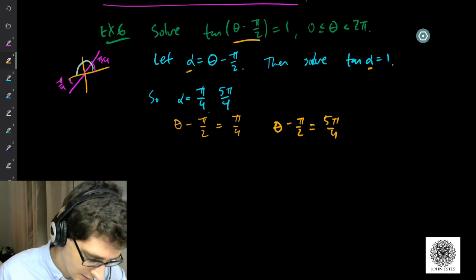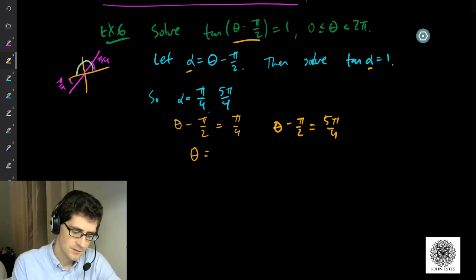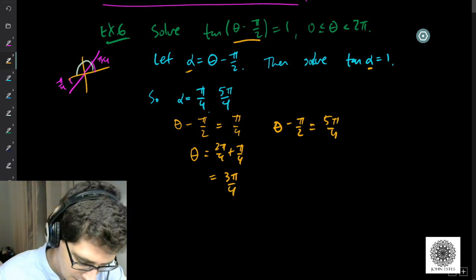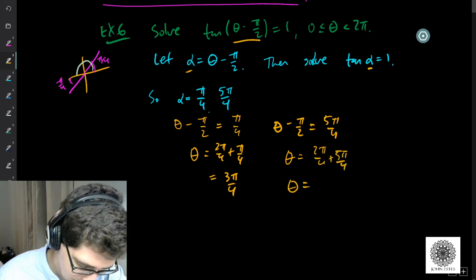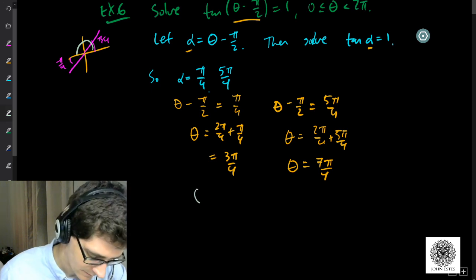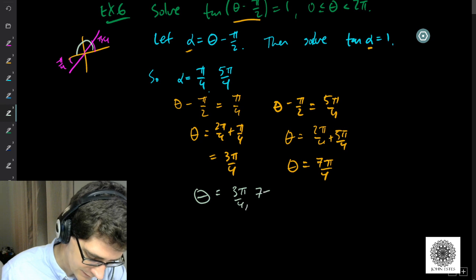And so the way I do that is simply, they're linear equations, just add pi over 2 to both sides. But pi over 2, remember, is 2 pi over 4. So I have 2 pi over 4 plus pi over 4. My first solution is 3 pi over 4. The second one, I get theta equals 2 pi over 4 plus 5 pi over 4. My second solution is 7 pi over 4. Okay, so those are my solutions. Why don't we write them together just so we're happy about it. We get 3 pi over 4 and 7 pi over 4.